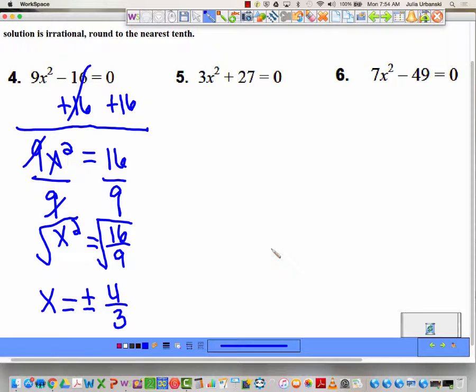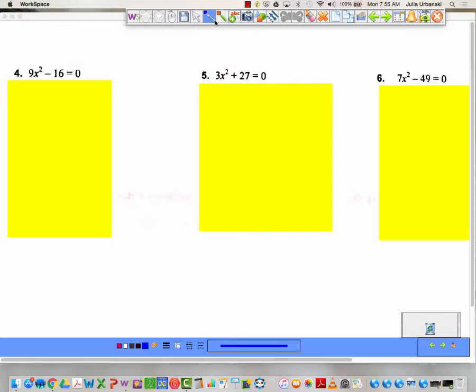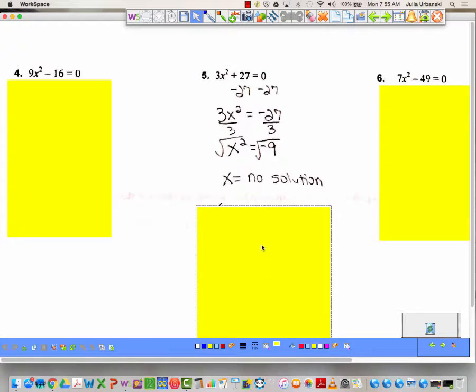Try number 5 right now. Let's do this. What did you get for number 5? No solution for that one. Good job. There was a negative 27, but it comes out to negative 9. You can't take the square root of that.